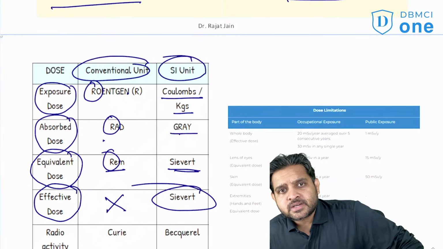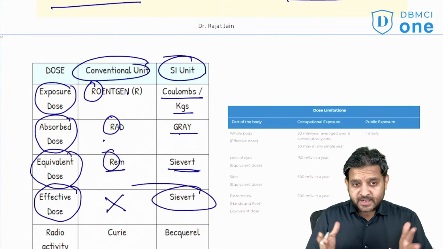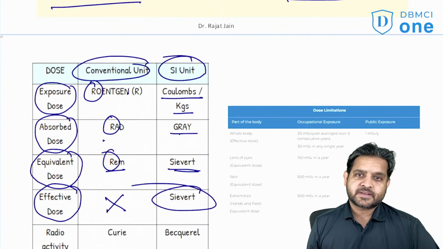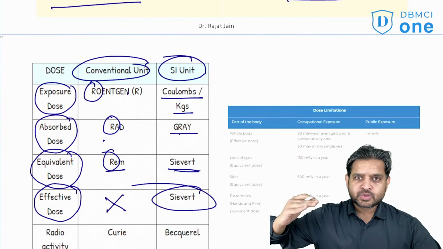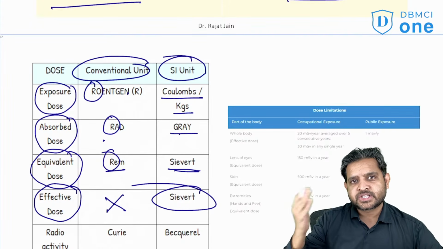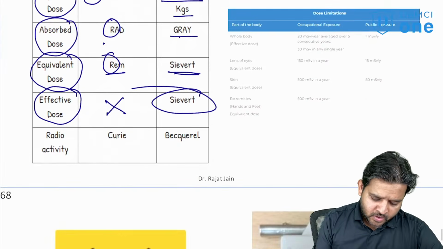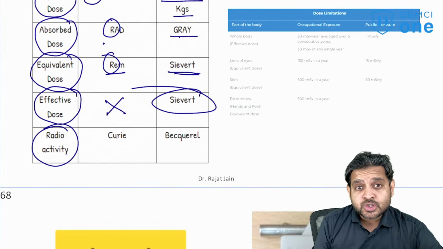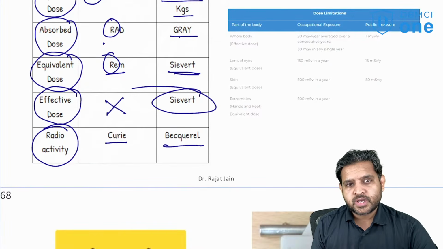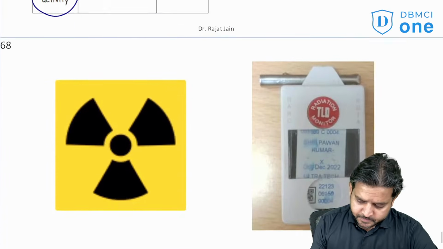So exposure, first we expose, then it is absorbed, then it is equalized, and finally it will be effective. So exposure, absorbed, equivalent, and effective. Roentgen, coulomb per kg, rad, gray, rem, sievert, and sievert, right? Now radioactivity, sometimes they can also ask, which is Curie as well as Becquerel. Curie is conventional and SI is Becquerel.